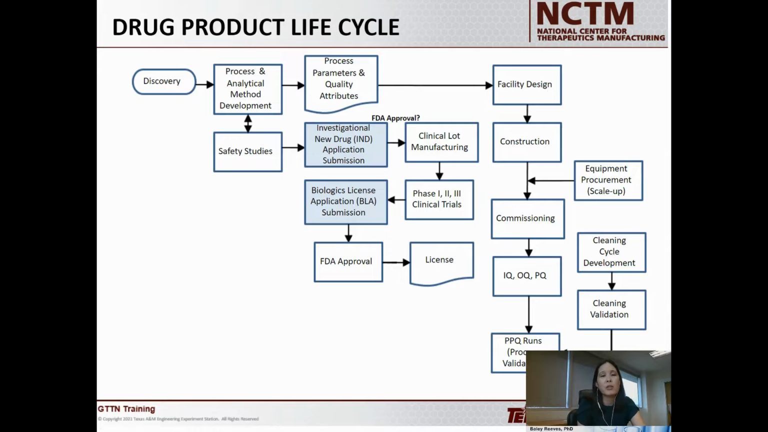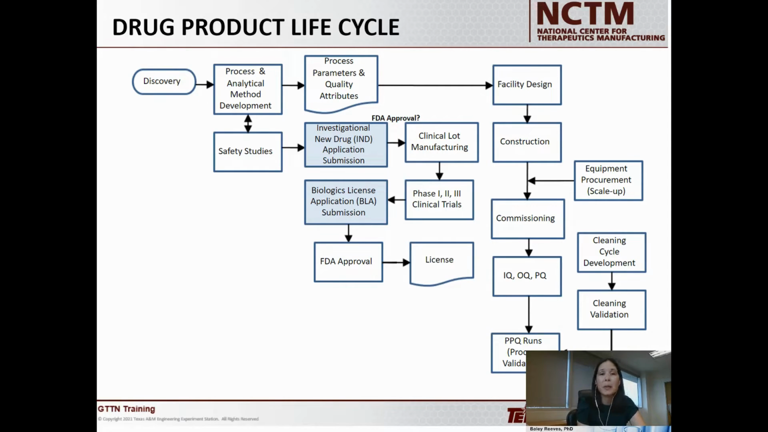When you're constructing a new facility, it's not just building a building, it's also equipping that building with all of your equipment. So procurement and commissioning, qualification. So every time you bring a piece of new equipment into your facility, you need to go through IQ, OQ, PQ. Once your equipment is in-house, you'll be doing process validation runs. So your PPQ runs will be done in order to make sure that you have a really good handle on your process and that it's well controlled and defined.